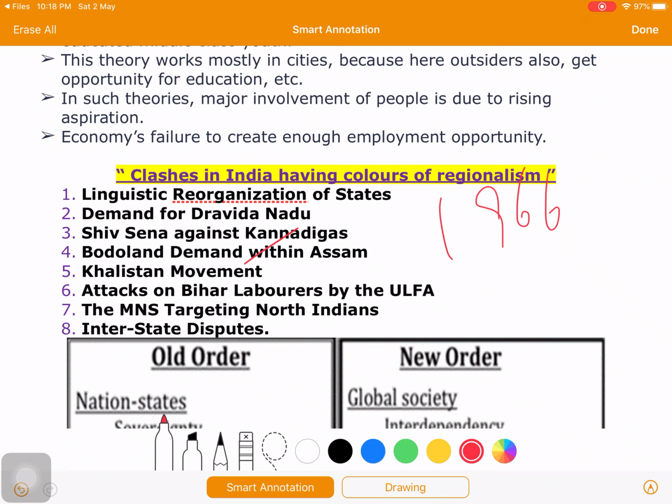Likewise, we have this Khalistan movement, a 1980s movement, which is revolving around the Sikh homeland. They want to divide the Punjab region of India and Pakistan from that union and make it a separate state, where the colors of communalism can also be seen as a demand only by the Sikhs. And then comes the attacks on Bihar laborers by ULFA, and attacks on government security forces can be seen in 2003. So the attacks on Bihar laborers by ULFA were in the year 2003.